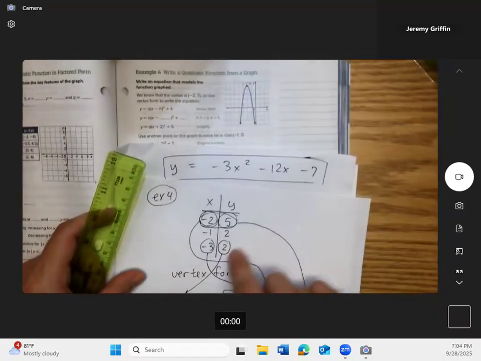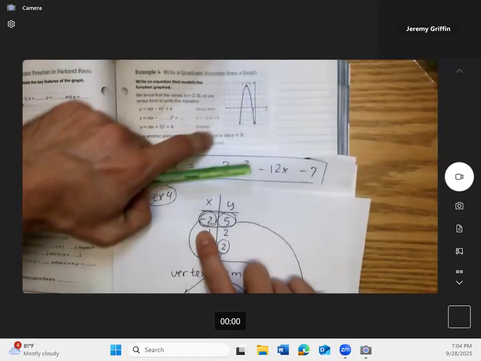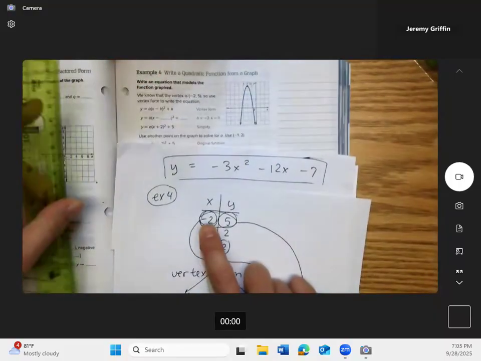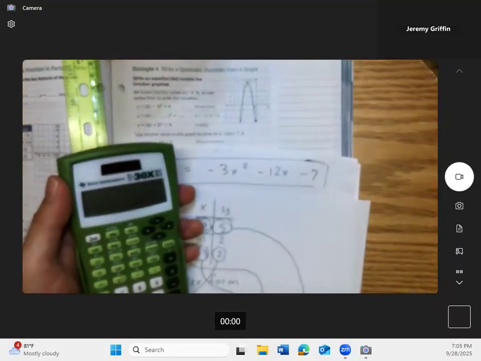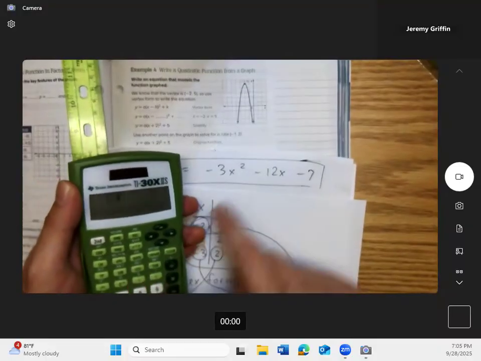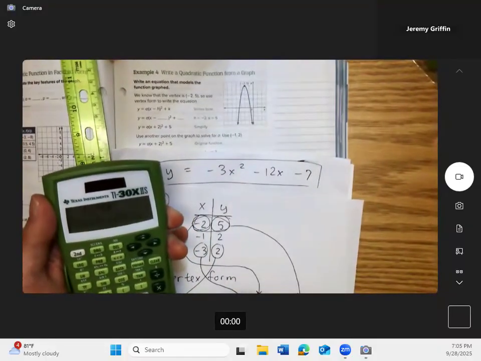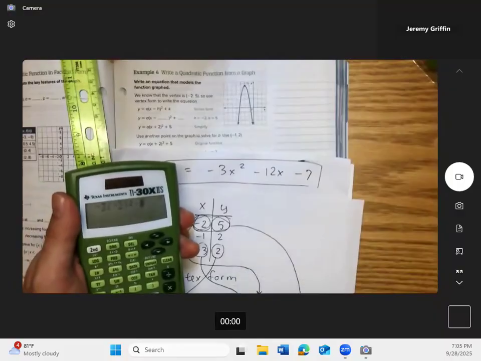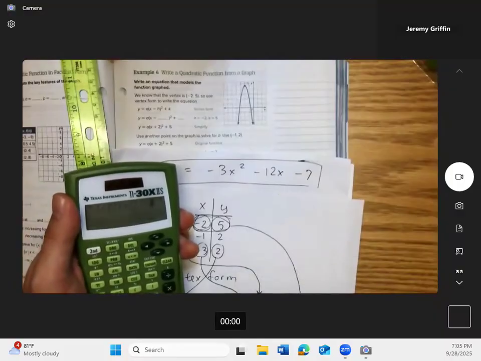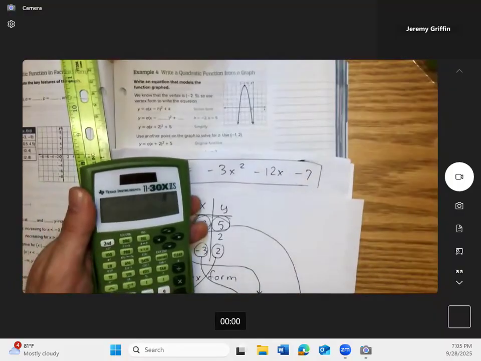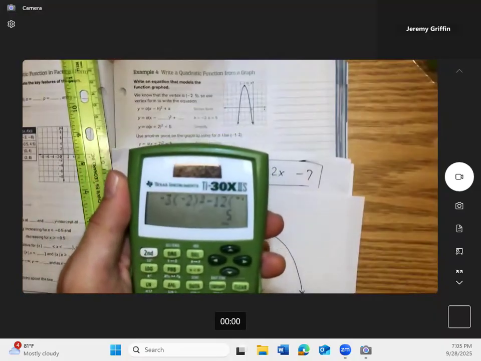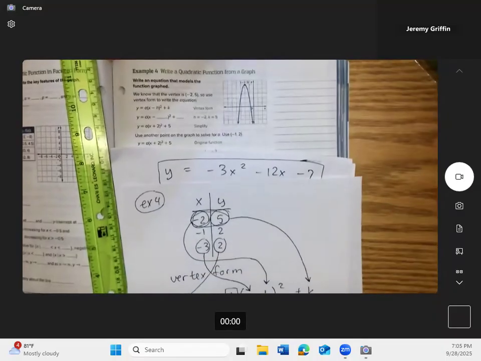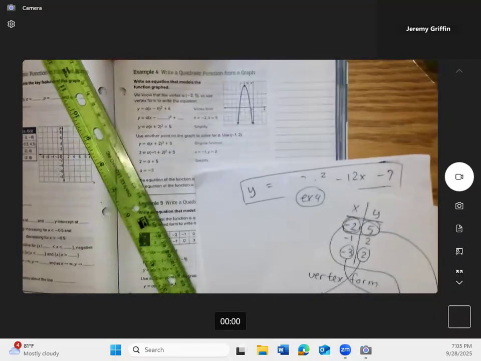All right, so let's say, how about this vertex at -2, comma 5? So if I plug in -2 for x, I should get 5 for y. Okay? So let's do -3 times -2 squared, minus 12 times negative 2, and then subtract off 7. I've got to get 5 out of this. Oh, yeah, it totally is 5. So just double check, make sure the standard form worked. It sure did. Moving on.